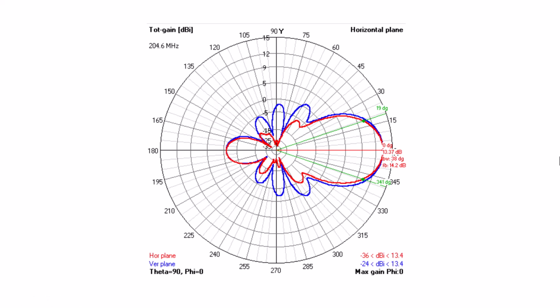So front-to-back ratio means how much power in the forward direction, these lobes, compared to power radiated in the opposite direction in this minor lobe. So the answer is the power radiated in the major lobe compared to that in the opposite direction.